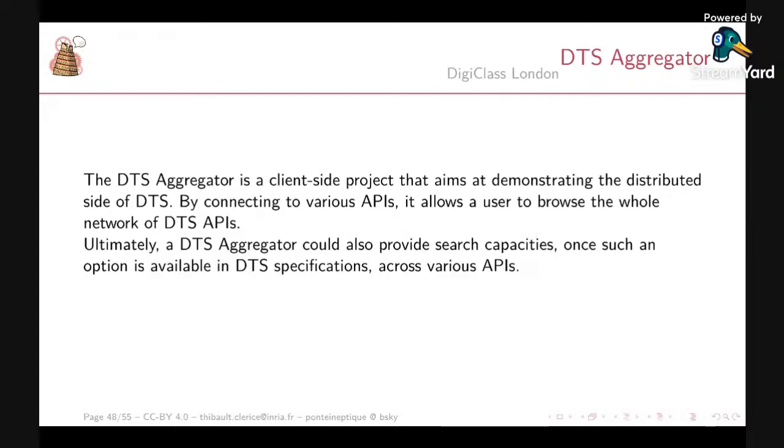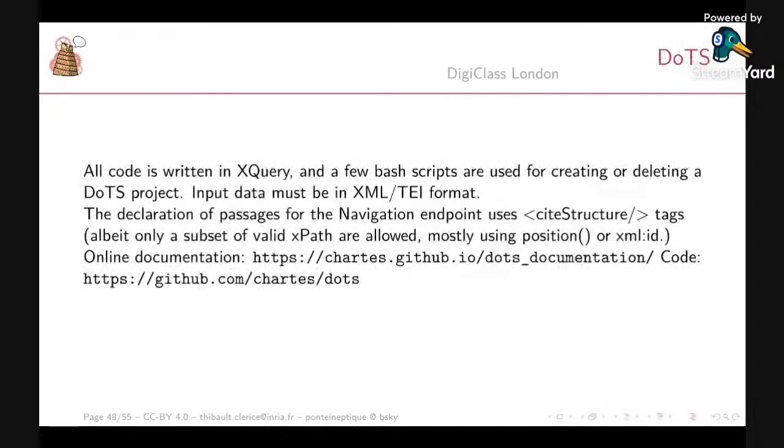At some point, I know the DTS aggregator wants to include search capacities so that you are able to not browse every API to find what you're interested in, but you are able to search. But search is not part of DTS specification, because first we needed something that would work before having to suffer more through specification building.